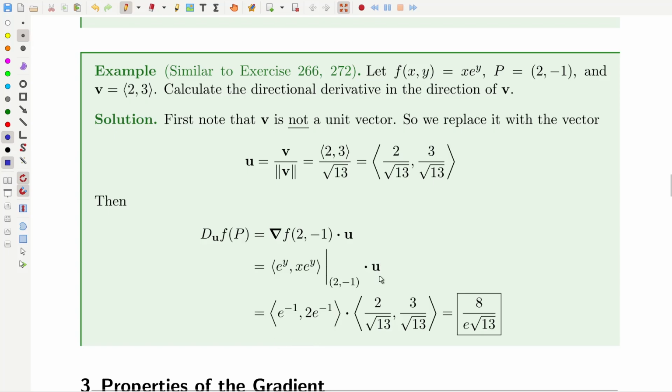And then u is that, so we just bring it down, and then we take the dot product. So the e goes downstairs, the root 13 sticks around, and you are left with 1 times 2 plus 2 times 3, so 6 plus 2 is 8. And so you get that quantity. Okay.